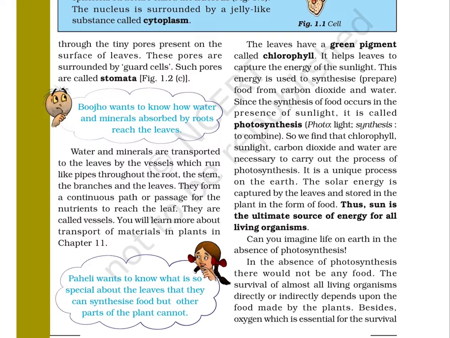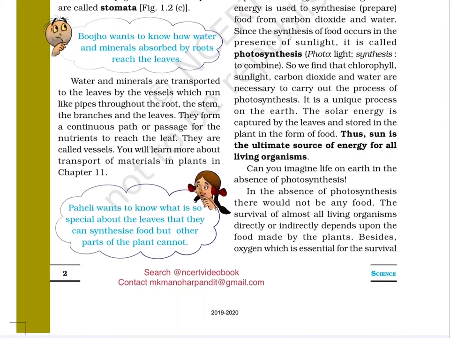This energy is used to synthesize or prepare food from carbon dioxide and water. Since synthesis of food occurs in the presence of sunlight, it is called photosynthesis. The word photo means light and synthesis means to combine. So, we find that chlorophyll, sunlight, carbon dioxide, and water are necessary to carry out the process of photosynthesis.